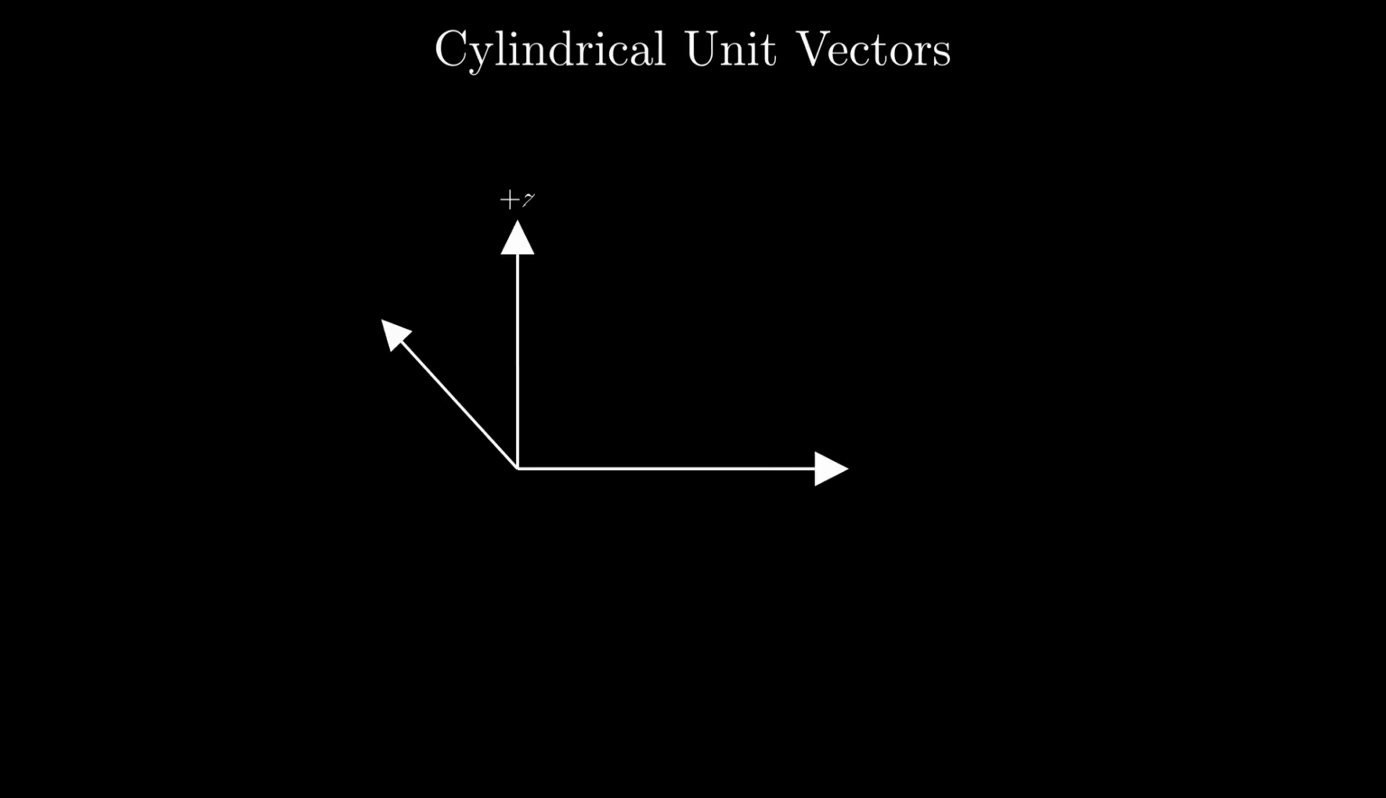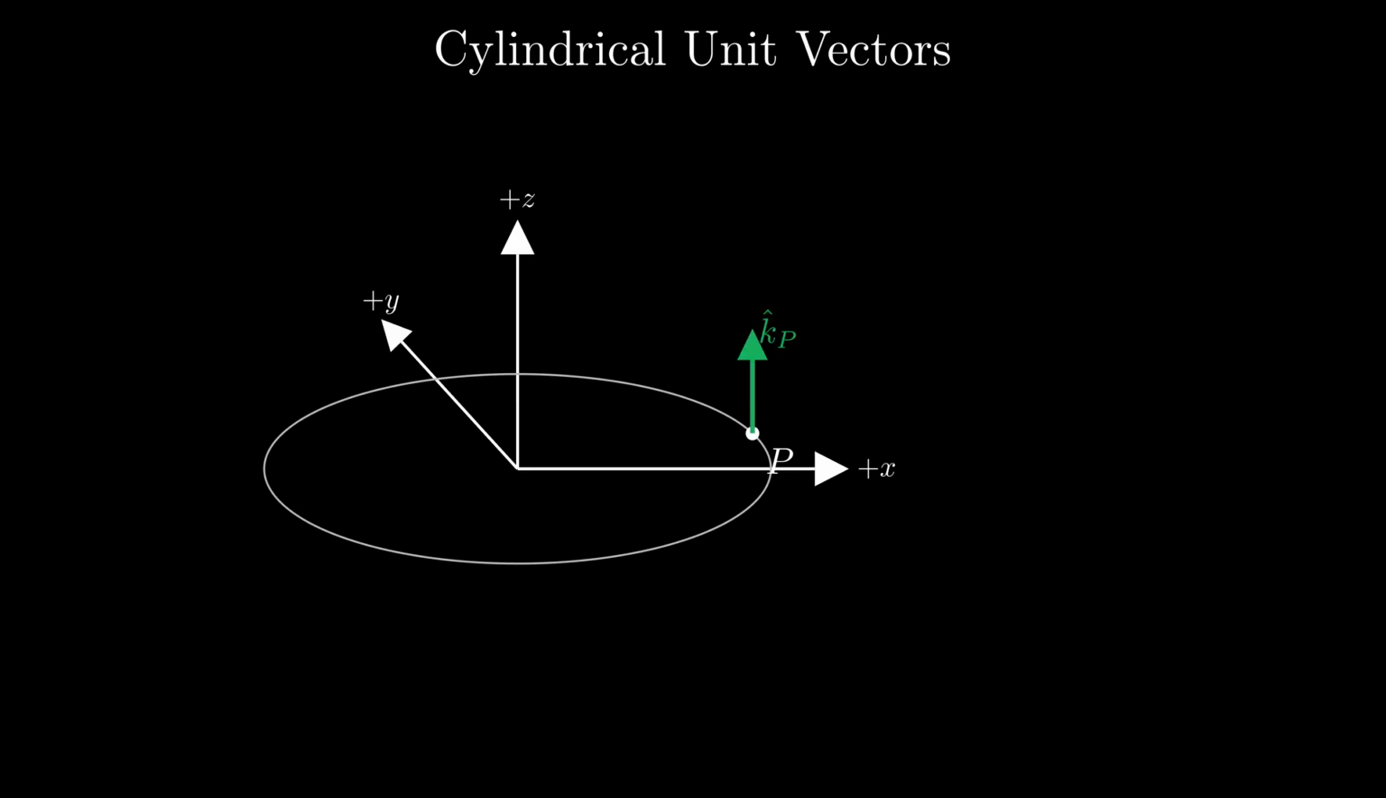Now the unit vectors at point P, choose r̂, θ̂, and k̂. The vector k̂ points toward increasing z, just as before. The vector r̂ points toward increasing r, radially away from the z-axis. The vector θ̂ points toward increasing theta, counterclockwise, tangent to the circle through P.